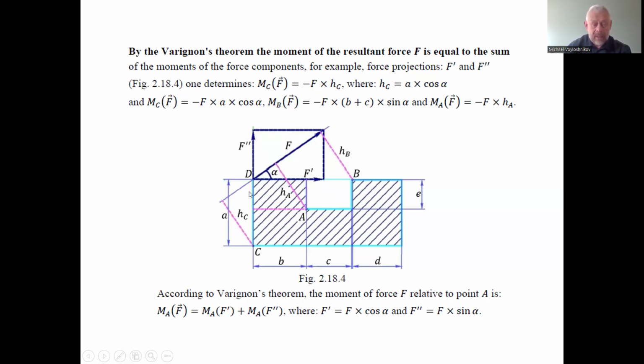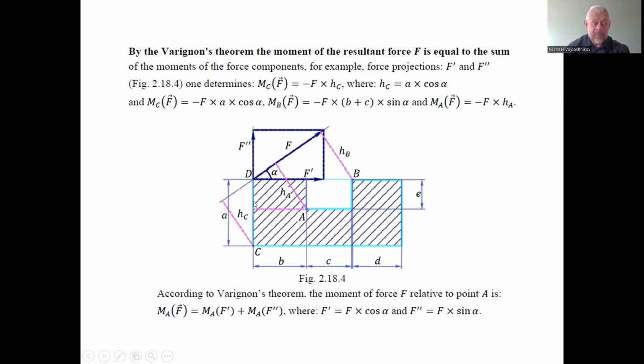For example, what is the moment relative to the point C of the force F? On one hand, we can find the arm of rotation HC, but it could be a little bit difficult, so we can go another way. We can find it like this: the side A is the diagonal of a right angle triangle, and we know that angle alpha is the same time in the right angle triangle CDA, etc.